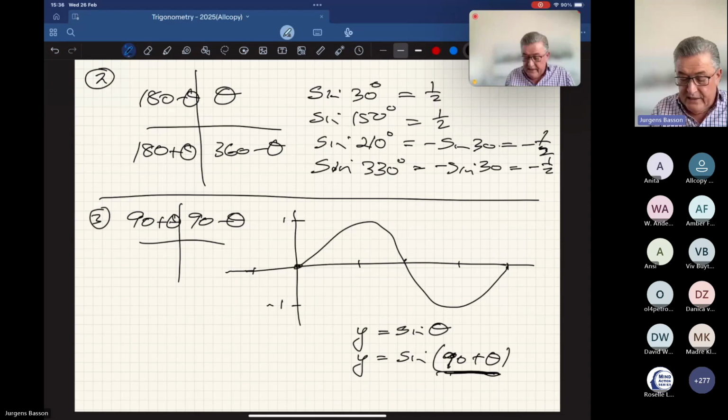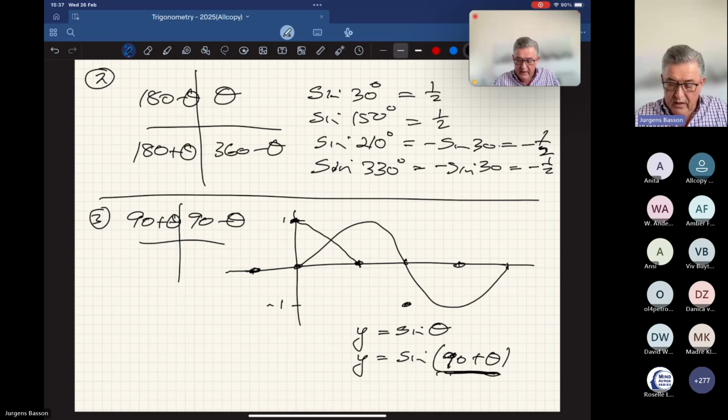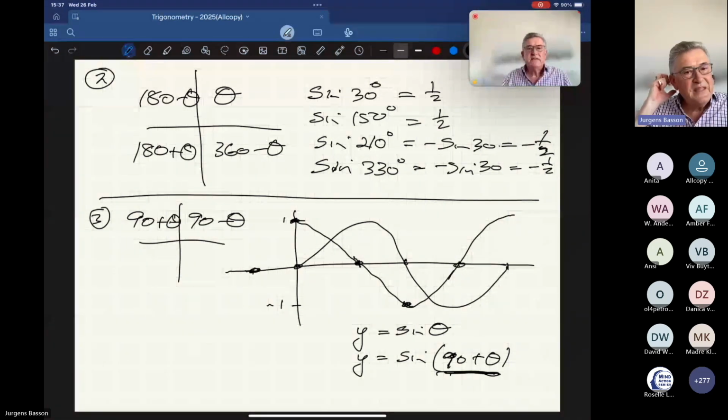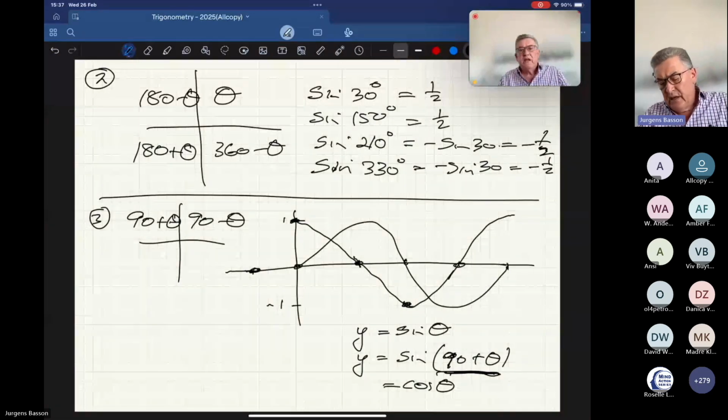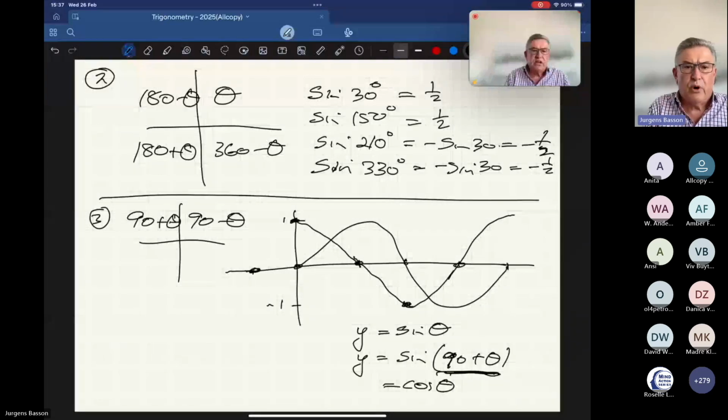So this at 0 will go here. This turning point will go here. The intercept will go there. The turning point will be here. And that intercept will be there. And I will try to join them nicely. And you will notice that this gives us the cos graph. And that is the very simple reason why y equal to sine of 90 plus theta is the cos of theta. And that is something that is extremely important.